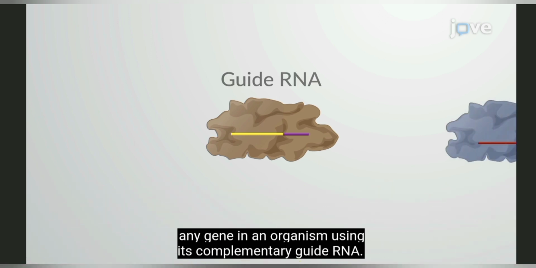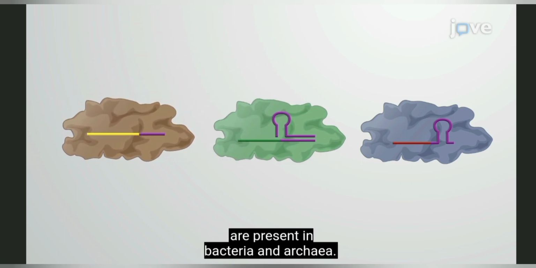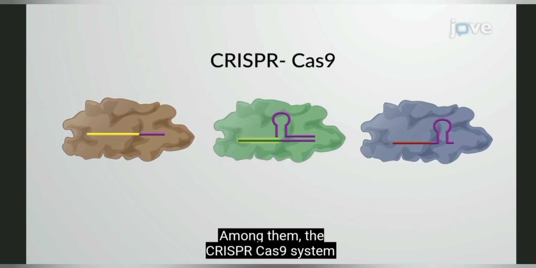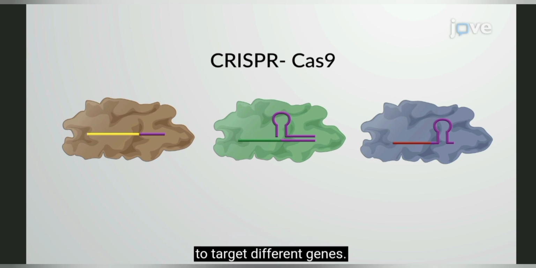Different types of the CRISPR-Cas system are present in bacteria and archaea. Among them, the CRISPR-Cas9 system is one of the most well-studied and widely used for different practical applications, as it can be easily and effectively reprogrammed to target different genes.